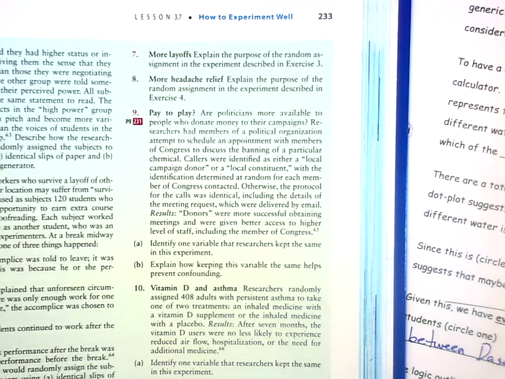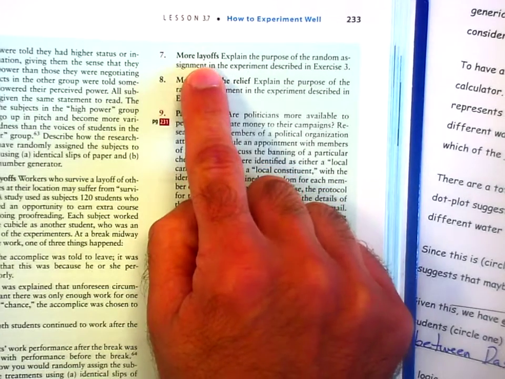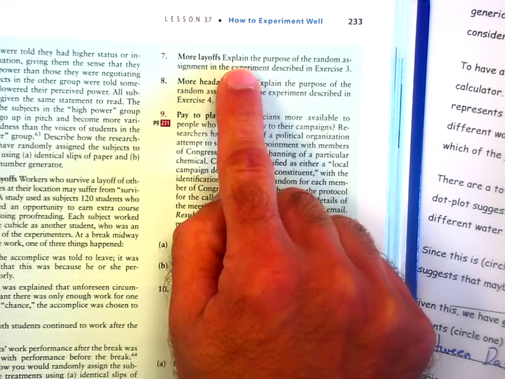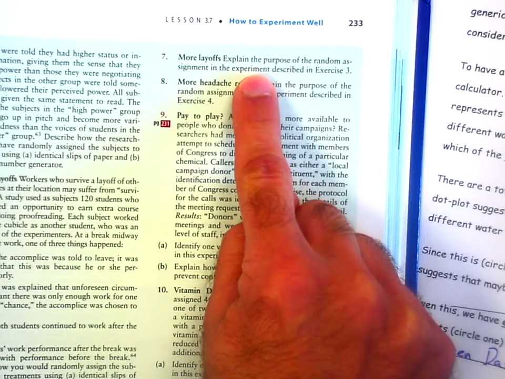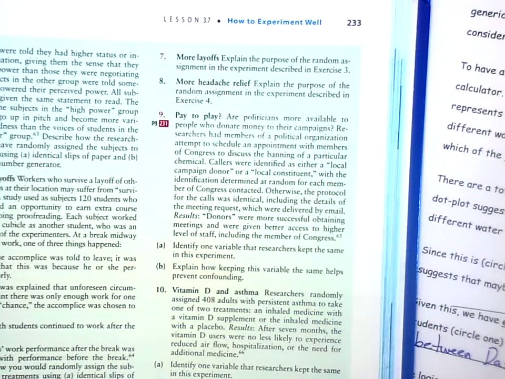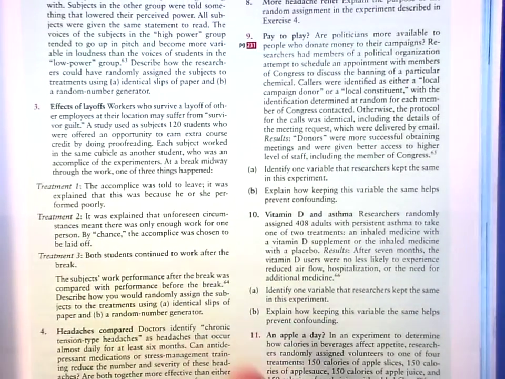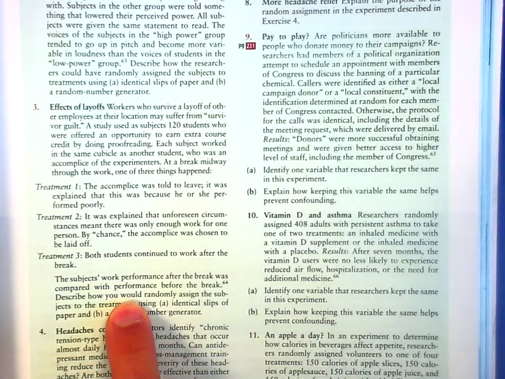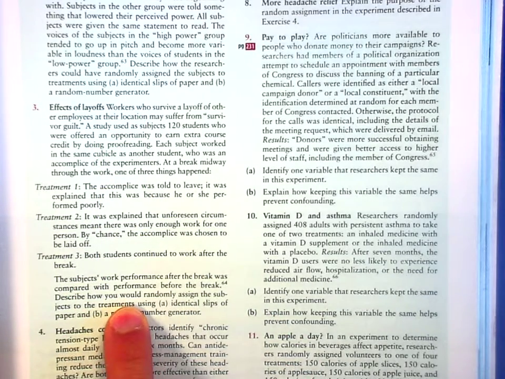Hi guys, let me take a few minutes and talk about these homework solutions. For question number 7, you're supposed to explain why we randomly assigned subjects to treatments in the experiment in exercise 3. So if you have not read exercise 3 yet, you need to take a minute, pause the video, read this experiment, and then we'll see if you understand the reason for the random assignment.